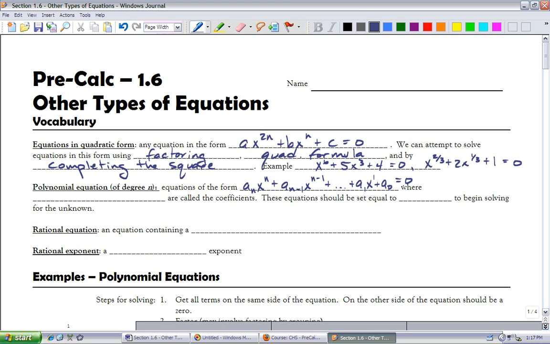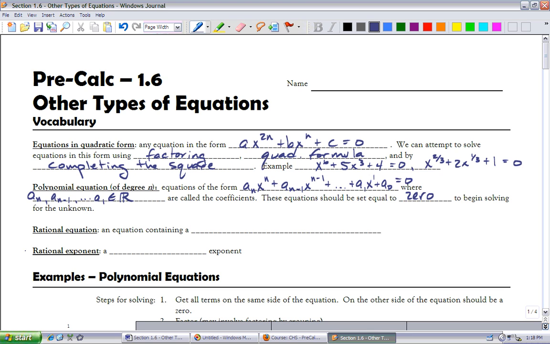Can you make a polynomial if you brought everything to one side? Where really here your a sub n and your a sub n minus 1 and your dot dot dot all the way down to a sub 1 are all real numbers, and they're considered the coefficients of x. Okay, these equations should be set equal to 0 before you begin solving for the unknown.